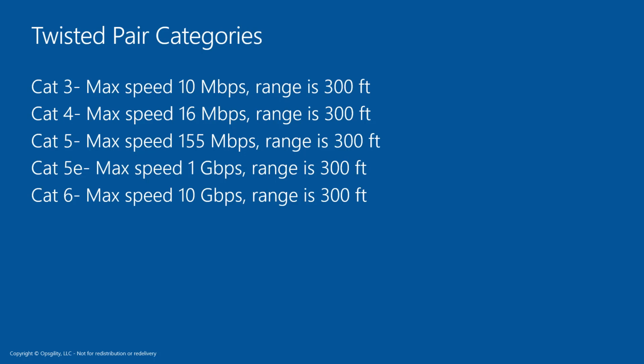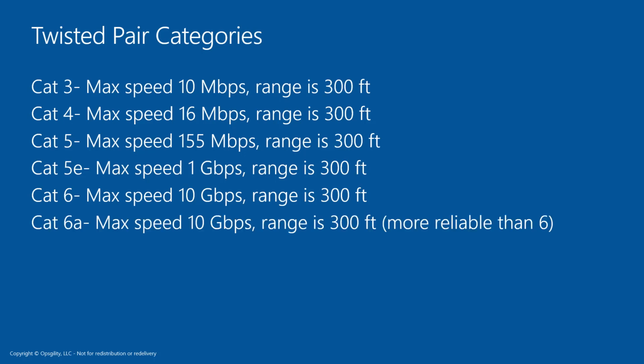Cat 6 gave us 10 gigabits per second, and still the range was 300 feet. The main disadvantage to Cat 6, however, is that it's not very flexible. It uses an extra pair of twisted pair cables on the inside of it, and it makes it a lot more rigid, so many cablers just don't like to use it if you don't force them to.